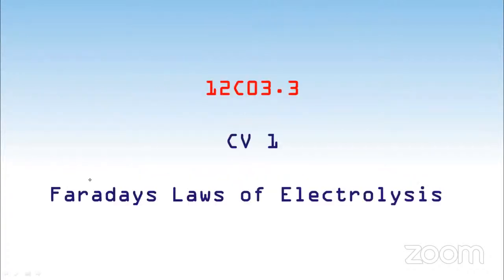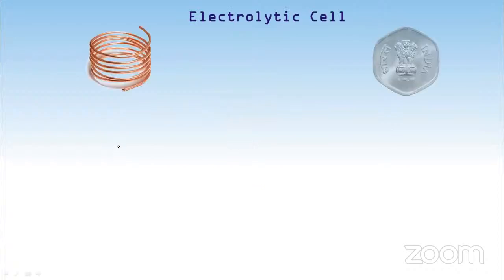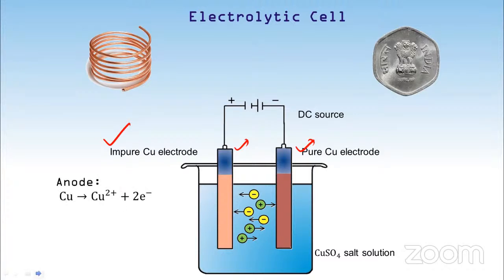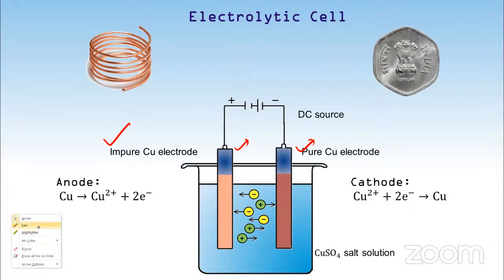There are important Faraday's laws for the electrolytic cell. Before I tell you, here there is an impure electrode. This is my impure electrode, and you have connected it with a pure electrode. Now the question comes, which is the anode and which is the cathode. So this will become my anode and this will become my cathode.